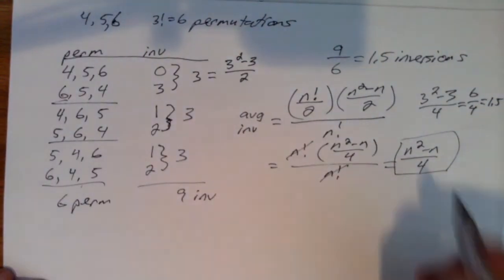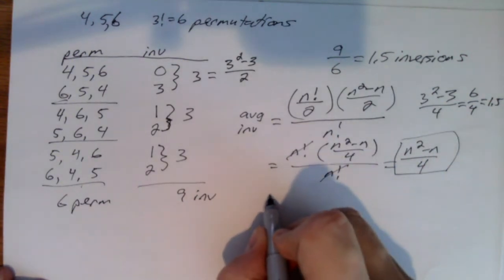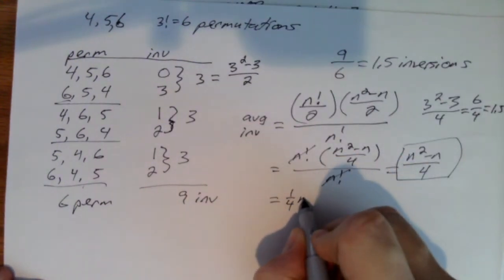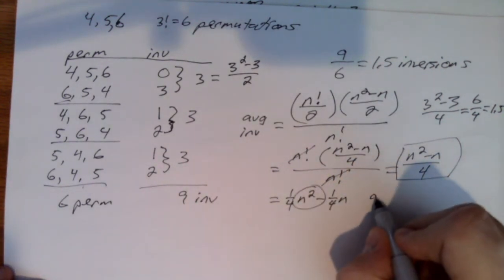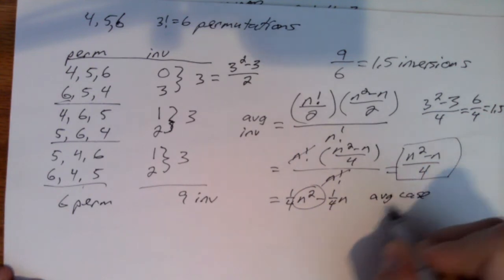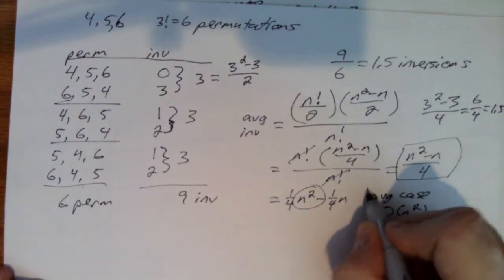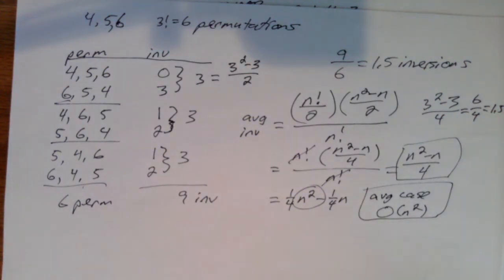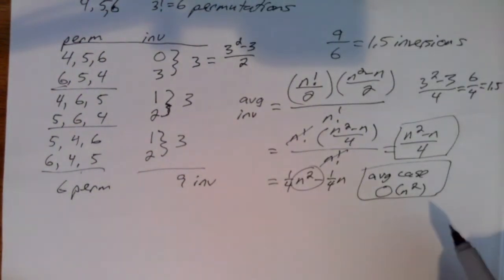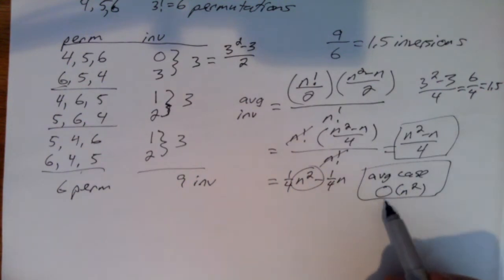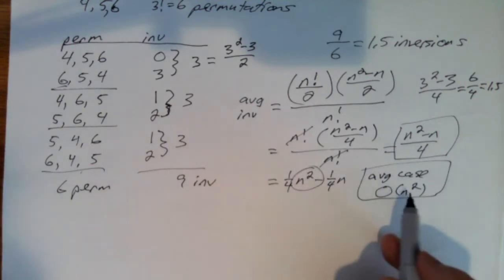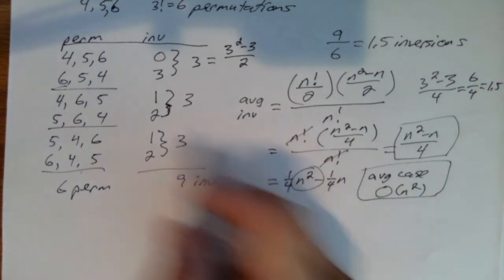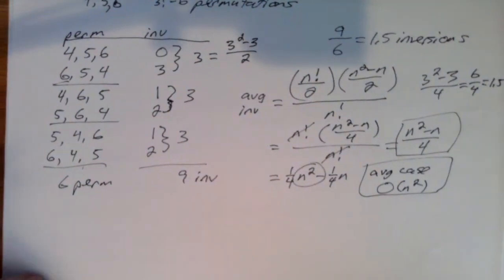Okay, so what's the order of growth for that? Well, this will become 1/4 n squared minus 1/4 n. So for average case, we have big O of n squared. Okay. So we said best case was n, worst case was n squared, average case is also n squared, although the actual number of operations on average would be less than the number of operations for worst case in terms of counting, swapping values around.